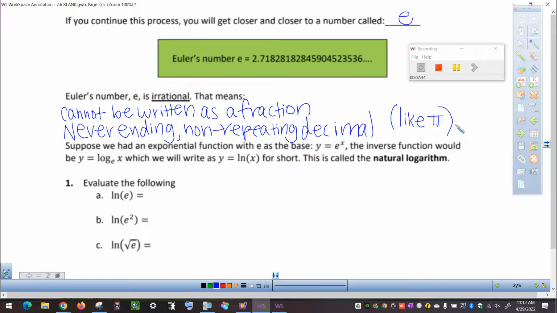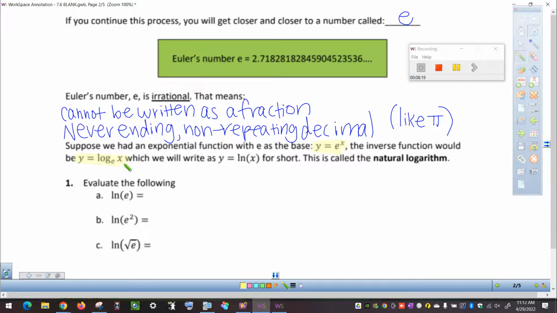Okay, so suppose that we had an exponential function that has e as the base. So e is just a regular number. At any time we see e or we write e, I just want you to think, oh, it's like 2.7183. That's the value of e. And so if we had an exponential function with that as the base, it would be y equals e to the x. And so the inverse of that would be y equals log base e of x.